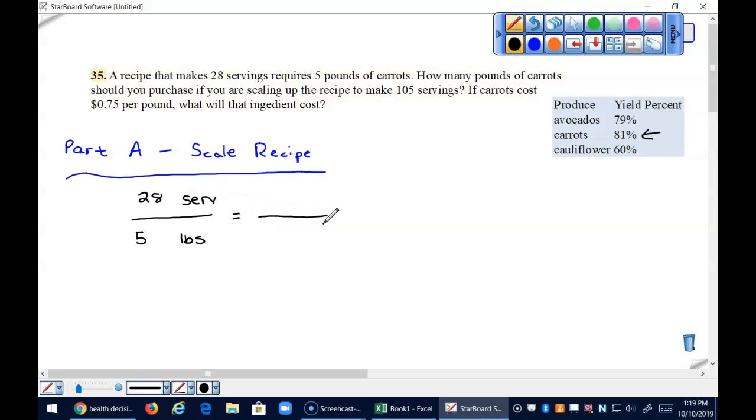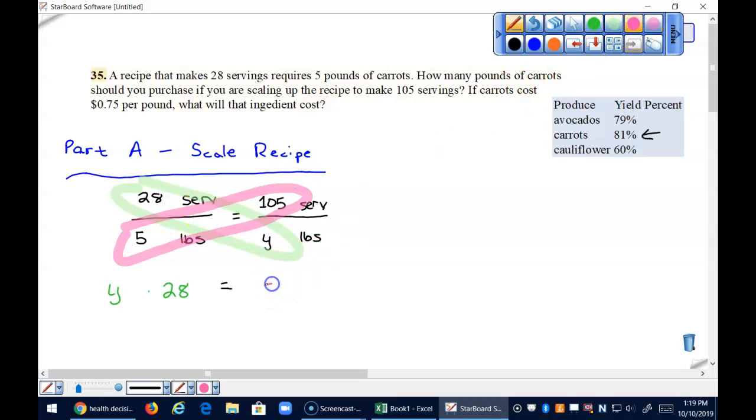So there's the situation. 28 servings is 5 pounds. I need the other situation on the other side, 105 servings, and some unknown number of pounds. Servings on the top matches, pounds on the bottom matches. You could flip everything, but make sure they match however you write it. Okay. Y times 28. Fine.